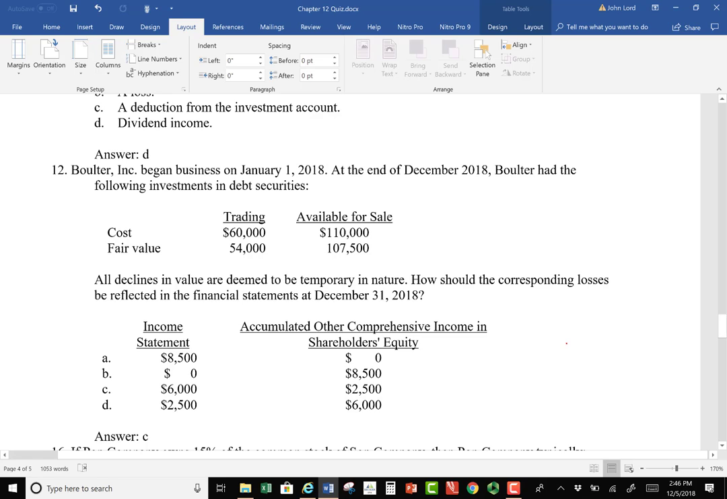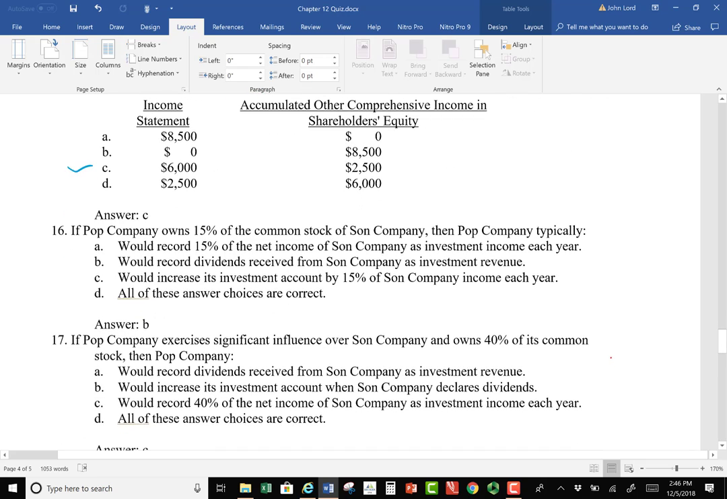Okay, and so I'm going to do what? I'm going to look at the available for sale. Difference there is what, $2,500? I look at this one, difference there is 6,000. Okay, and so the answer there you can see is C, right? One's on the income statement, one's on other comprehensive income.